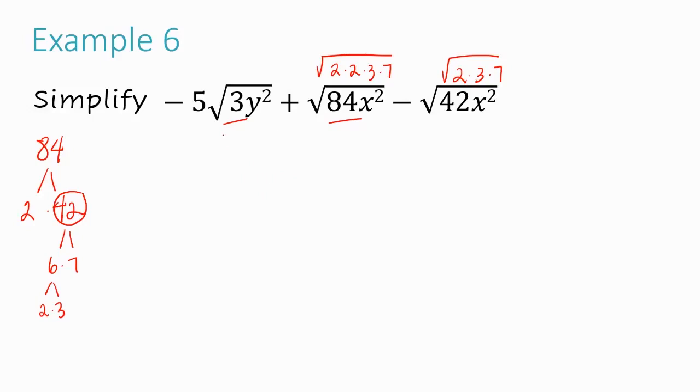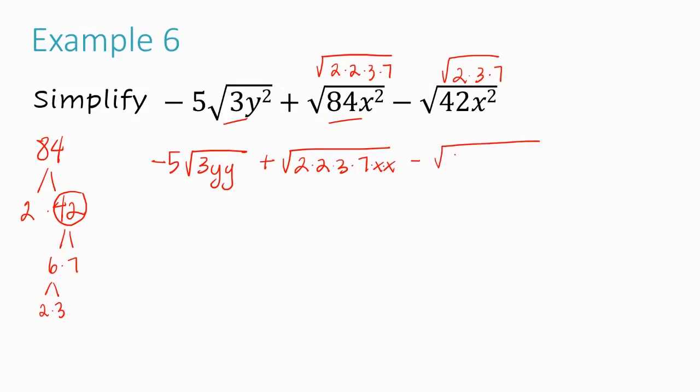So if the exponent's 2, in fact all three of these have an exponent of 2, I'm going to write all three variables twice underneath their radical. So this is negative 5 square root of 3yy plus the square root of 2 times 2 times 3 times 7xx, and these are multiplied together, and then minus the square root of 2 times 3 times 7xx. And remember, I'm pulling out groups of 2 because we're dealing with square roots. I have a y that I can pull out, I have a 2 that I can pull out, I have an x that I can pull out, and I have an x that I can pull out.